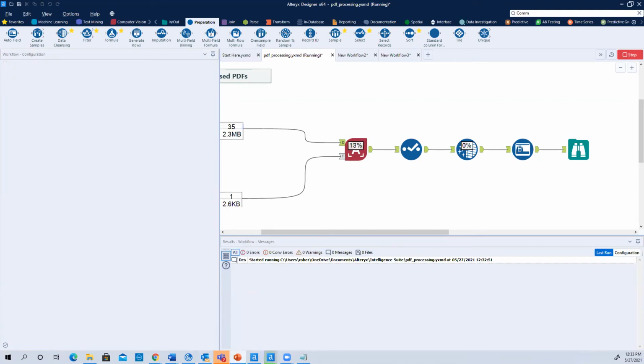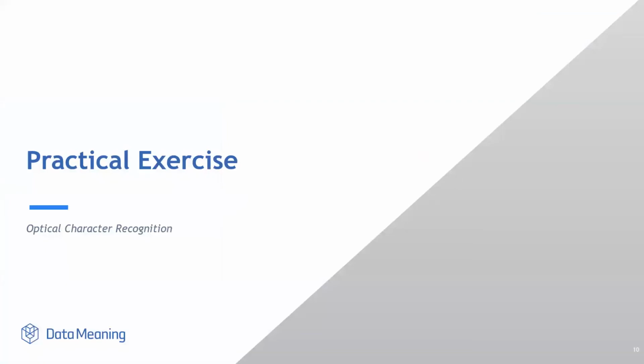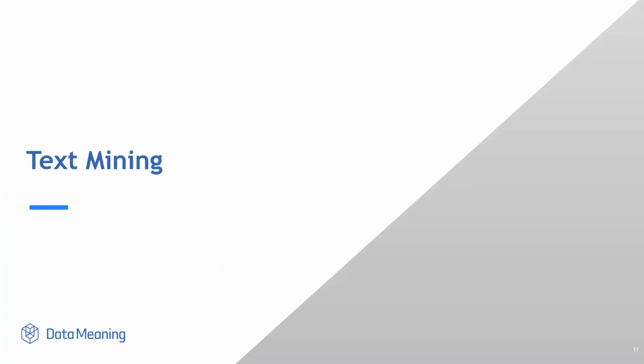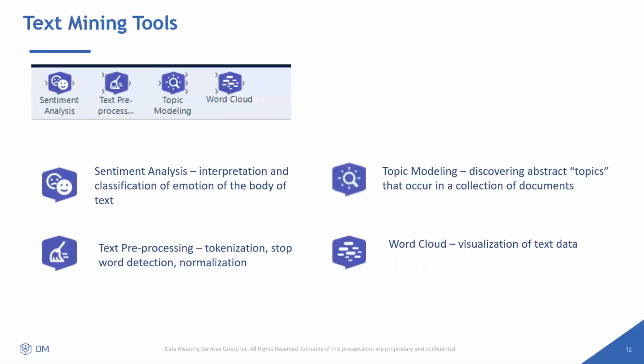All right. So going back to our presentation and moving forward, the next area that we're going to give an overview of is text mining. So remember what text mining is. That includes the tools for sentiment analysis, text pre-processing, topic modeling, and the word cloud. All of these are different tools that help you take your inputted data.